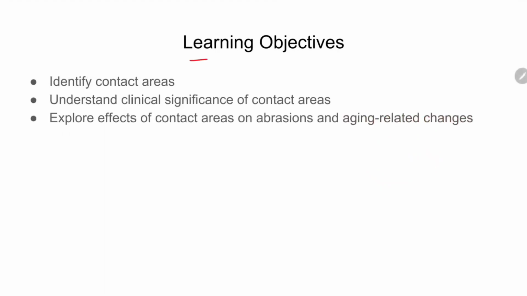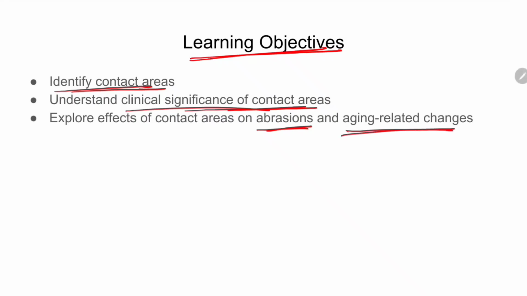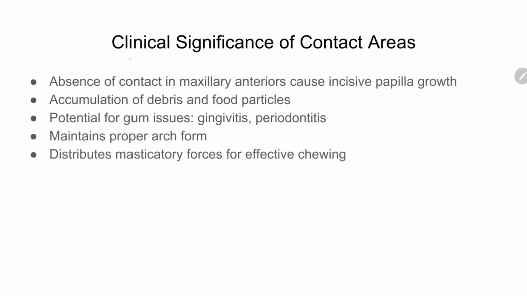The learning objectives of today's session are to identify the contact areas of maxillary and mandibular teeth. Secondly, in this video, we will be able to relate the clinical significance of contact areas and abrasions formed when two teeth are contacting each other, and the age-related changes with respect to the contact areas of teeth. Now, starting with the clinical significance of contact areas.